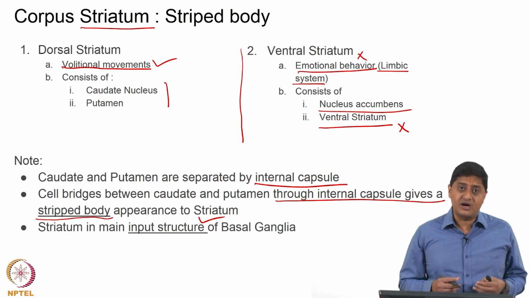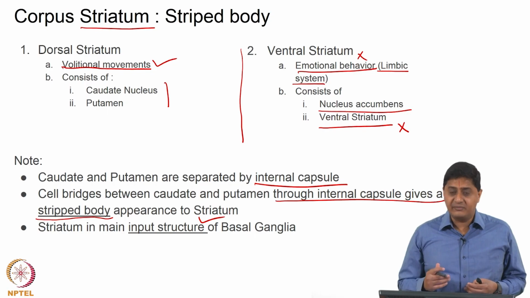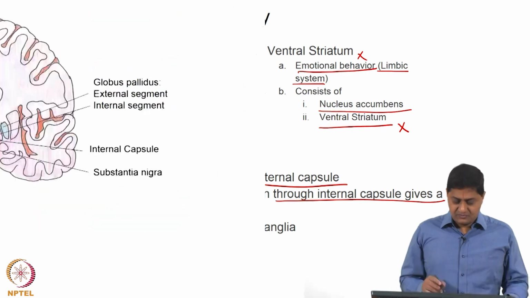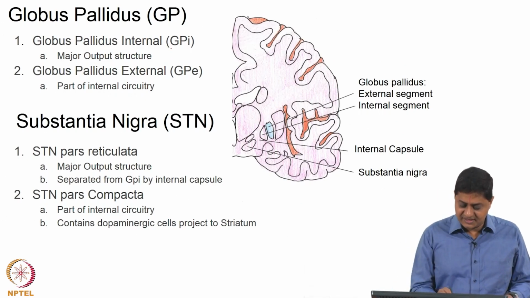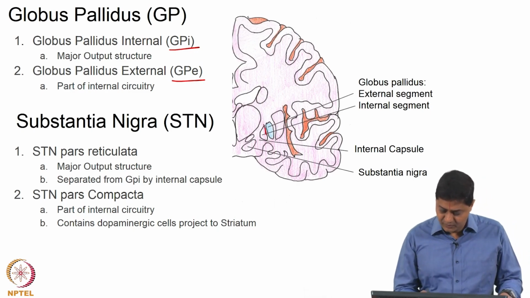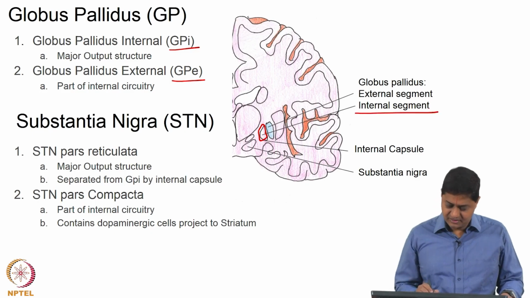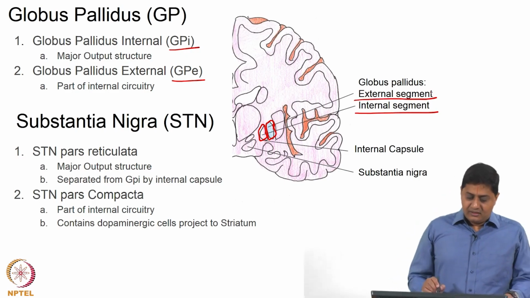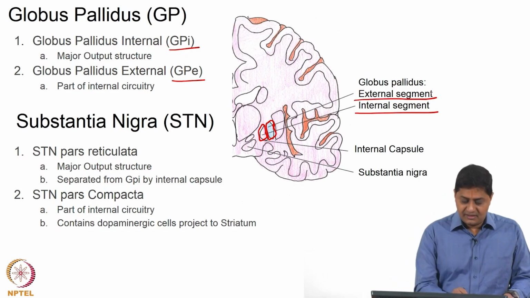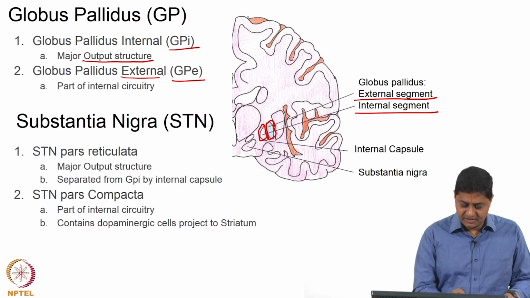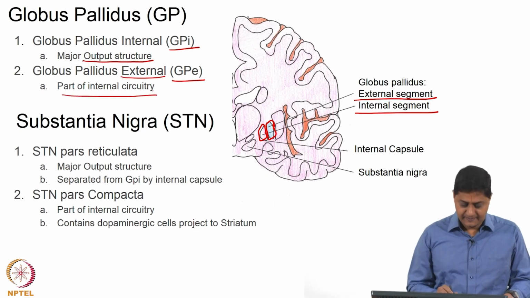Basically it receives inputs from cortex and thalamus and sends outputs to the pallidum, and through the pallidum modulates output of the thalamus or the thalamocortical neurons. Globus pallidus itself consists of two parts. The internal part, the more medial one, is the internal segment, and the more lateral one is the external segment. The globus pallidus internal is a major output structure, and globus pallidus external forms part of the internal circuitry.